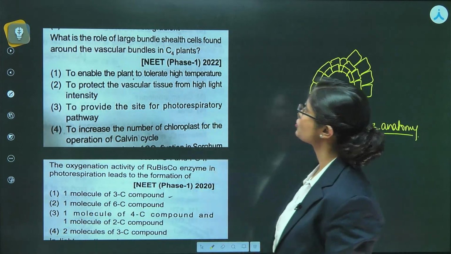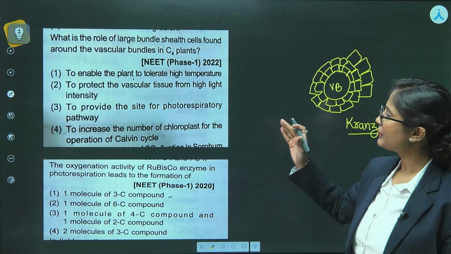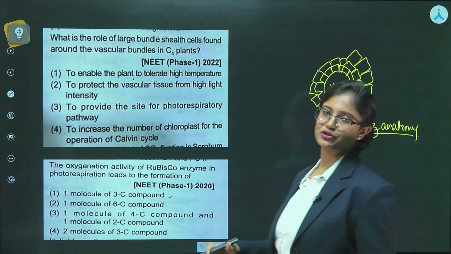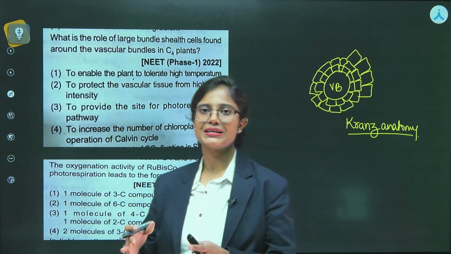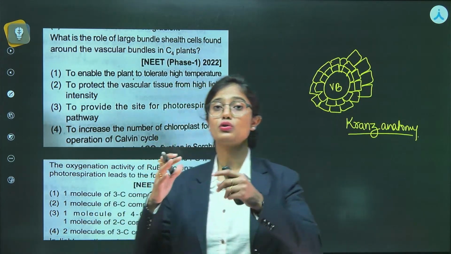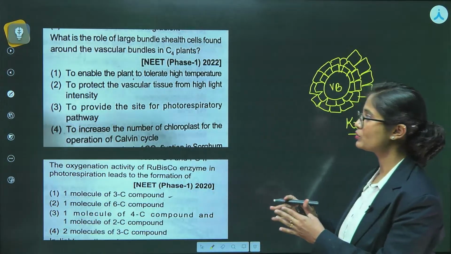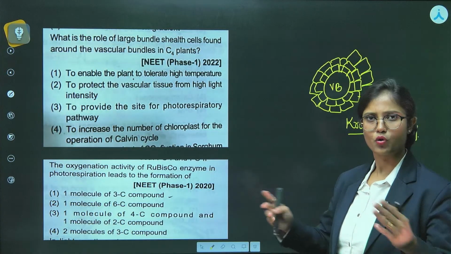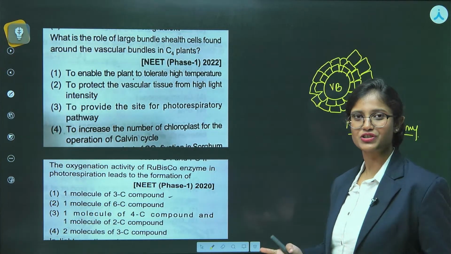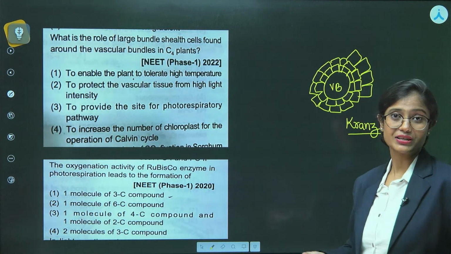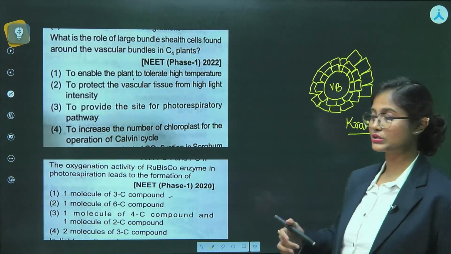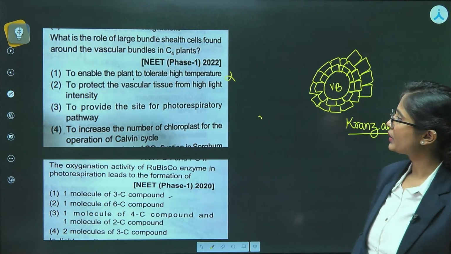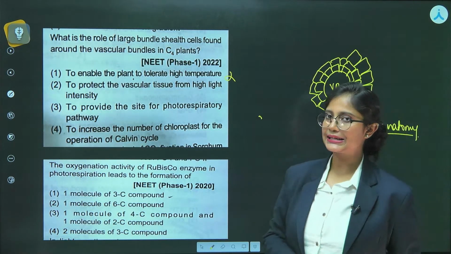Now let's see the features. To enable the plant to tolerate high temperature. हाई टेम्परेचर को टॉलरेट करने के लिए Kranz anatomy का कोई रोल नहीं है. To tolerate the high temperature, the role of stomata is there. उसकी opening और closing जल्दी हो जाती है. It does not allow stomata to open for more time. So first is incorrect.